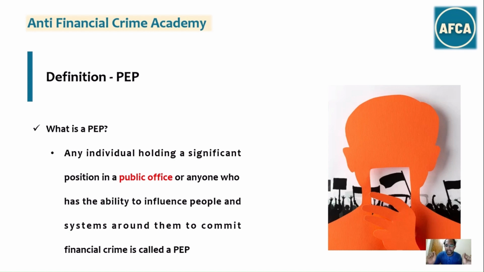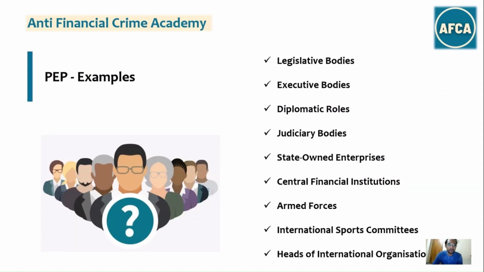But understanding PEP is very simple. Any individual who is holding a very big position, the head position of a government institution or a public office, is considered a politically exposed person. Now let's look at some of the examples. So here we have the list of examples.